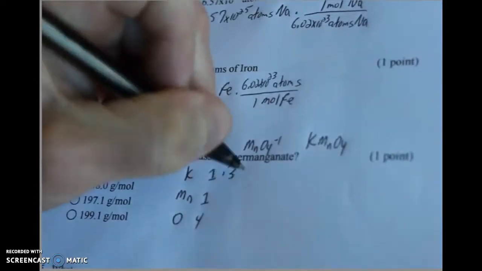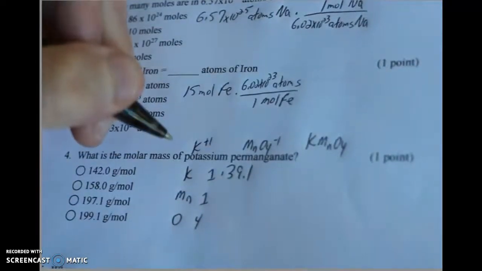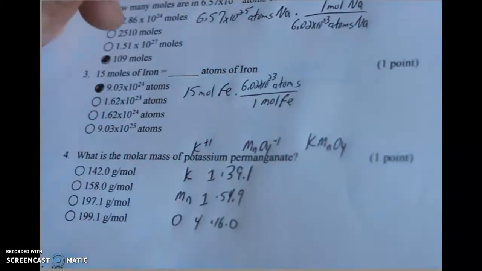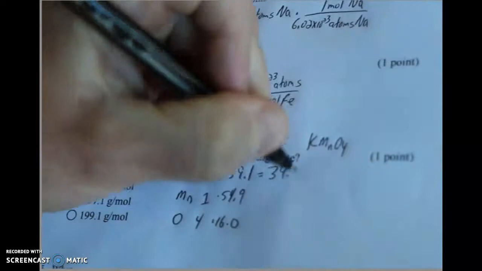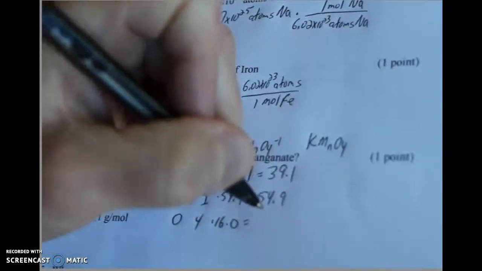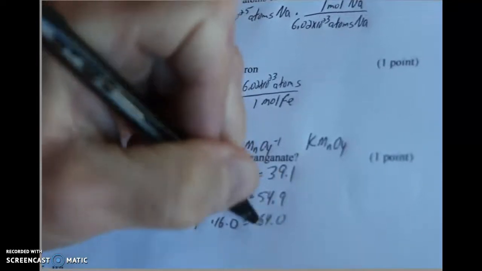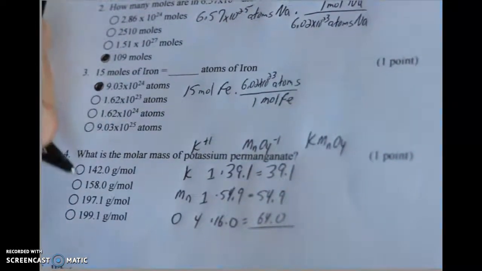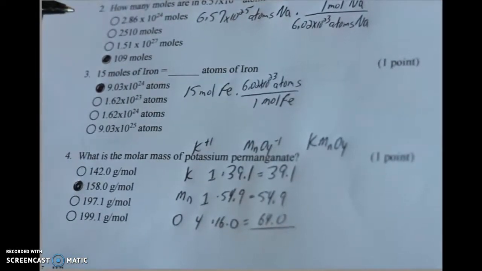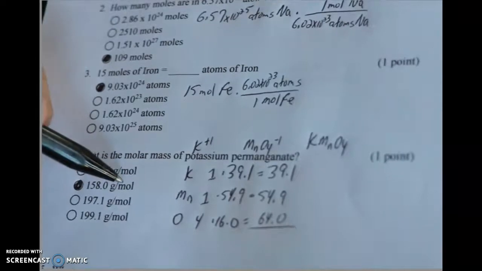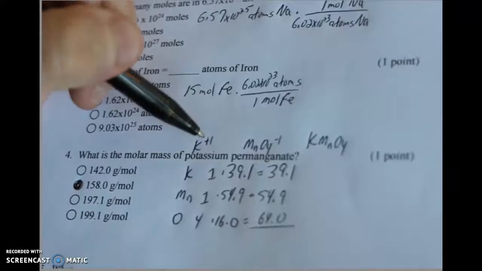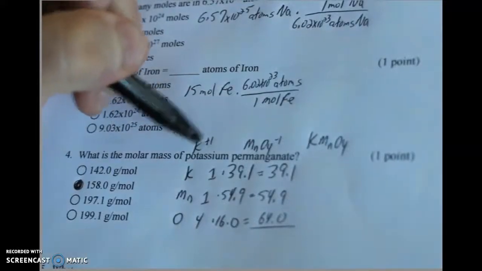You multiply it by the molar mass off the periodic table, and you write all of that out. So you get 39.1 for potassium, you get 54.9 for manganese, and then when you multiply that out for oxygen, you get 64, and you add all of that up, and what you should get is 158.0 grams per mole. So what that's saying is if you have 1 mole of potassium permanganate, you would have 158 grams of it.